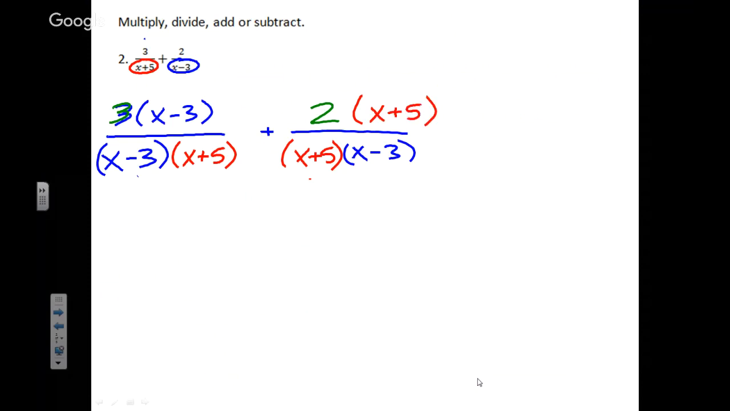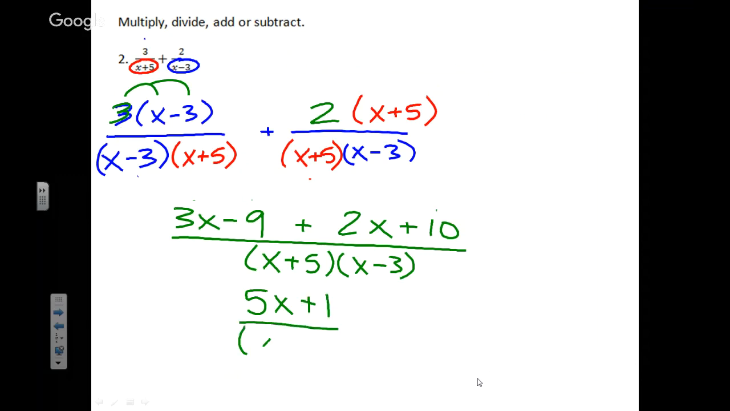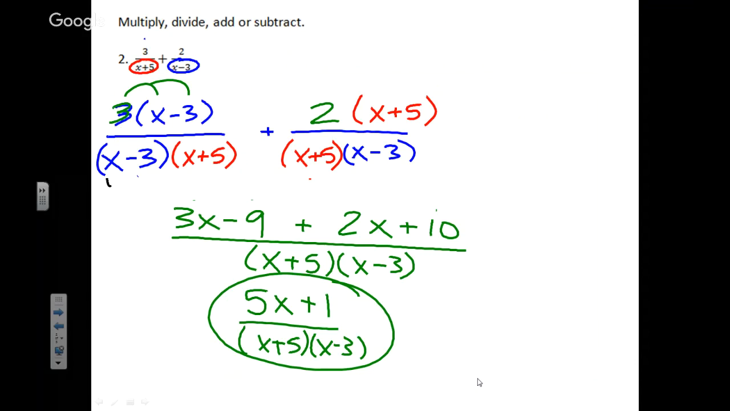Okay. Then I'm going to distribute in the top and I get 3x minus 9 and 2x plus 10. And now that the bottoms are the same, I can write that as one bottom. It doesn't matter the order: I can do x minus 3, x plus 5 first, or the way I wrote it here, x plus 5, x minus 3. Then I clean up the top. I've got a 3x and a 2x, so 5x, a negative 9, a positive 10. So I get 1 all over x plus 5, x minus 3. Okay, so all I had to do is get them to match on the bottom like I did here.